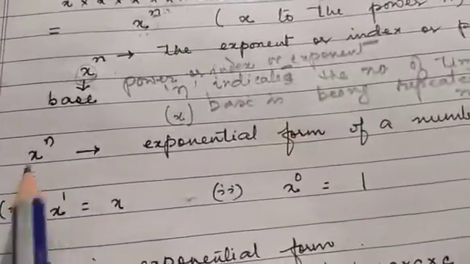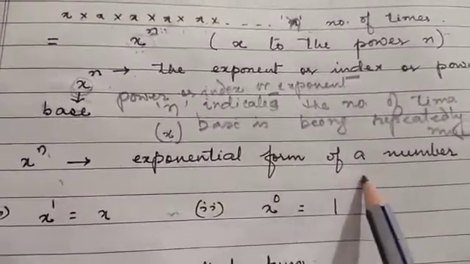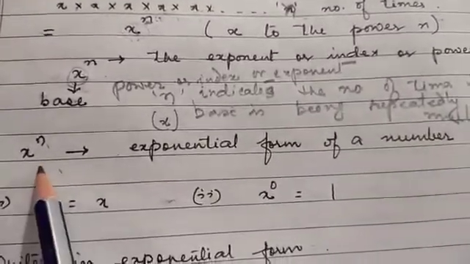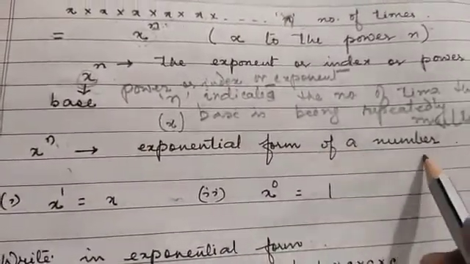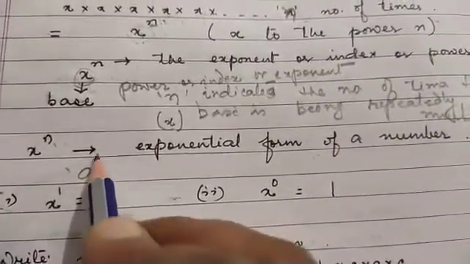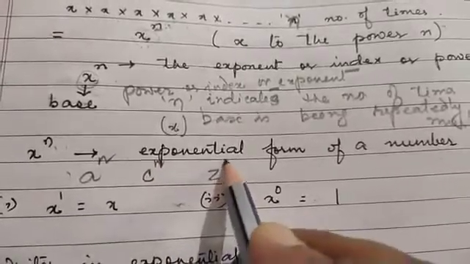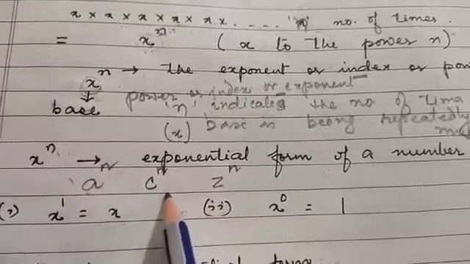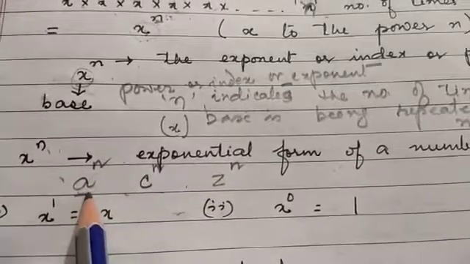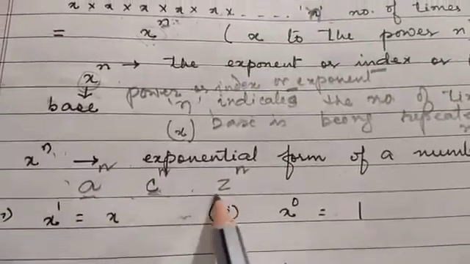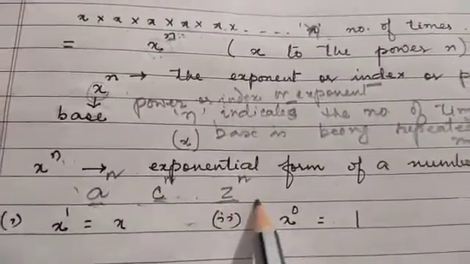So this x raised to the power n is known as the exponential form of a number. It could be a raised to the power n, it could be c raised to the power n, it could be z raised to the power n. All these are known as what? These are known as the exponential form of a number. Here what is the number? The number is a, here it is c, here it is z. These are the variables used over here.